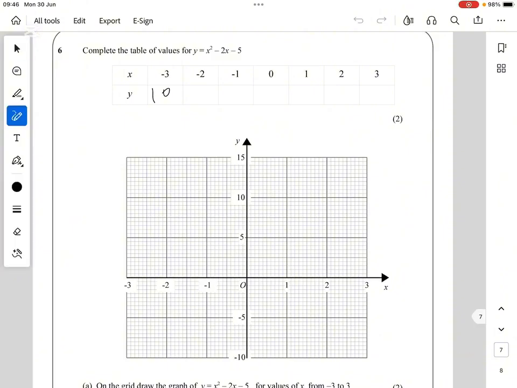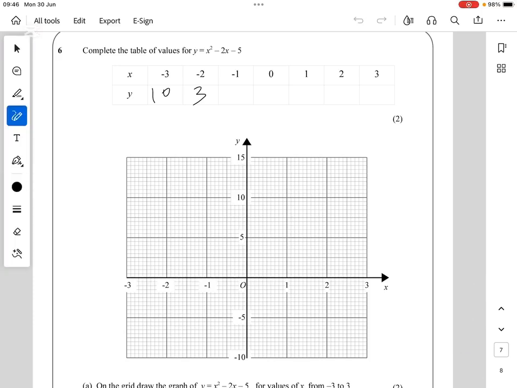When x is minus 2, x squared will be minus 2 squared, minus 2 into minus 2, minus 5. Minus 2 squared is 4. Alright? Minus times minus is plus. Plus 4, 2 times 2, minus 5. That is 8 minus 5, because 4 plus 4 is 8. Minus 5 is going to give us 3. So when x is minus 2, y is 3.